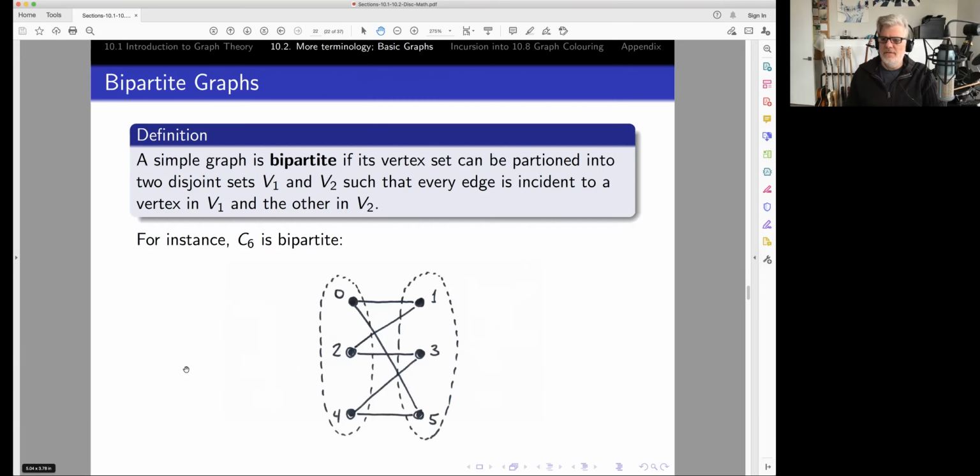Okay, bipartite graphs, what time is it? Okay, good. So let's say bipartite graph.